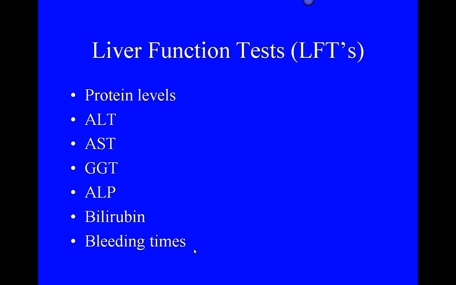We look at those patients who have problems with their liver. They also usually have prolonged bleeding times. If I'm not producing enough fibrin, as we talked about coagulopathy and the ability to stop bleeding, hemostasis, if I don't have enough fibrin, my bleeding times will be prolonged.